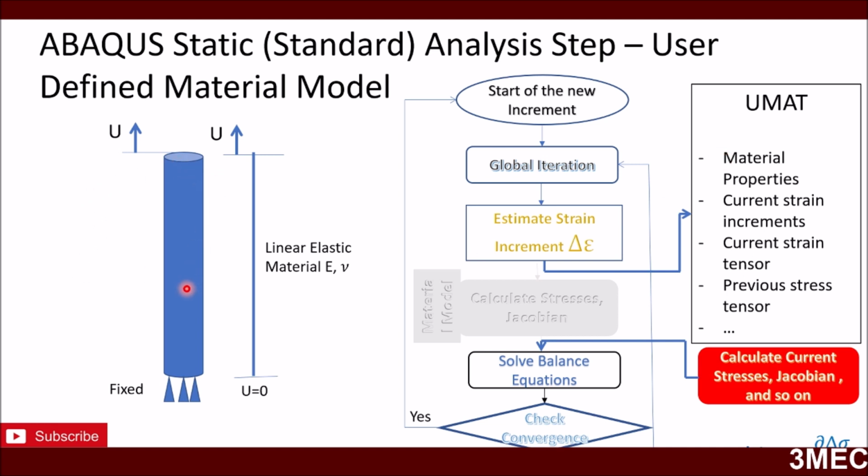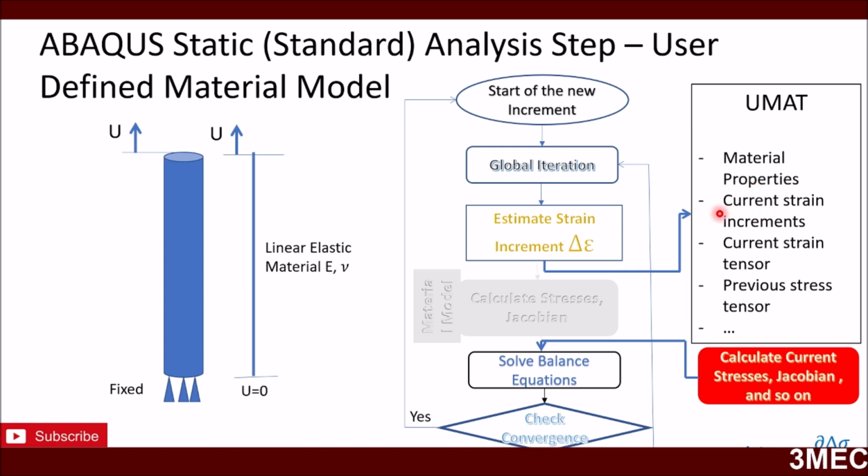For each element, it will compute the strain increment based on the boundary conditions and approximations. And then based on the material properties, the strain increments, and the strain tensors, you are supposed to compute the stresses and Jacobian and any other variables which are required. Again, I will get back to that, what it means, later on. So these are the things which come to the UMAT as an input.